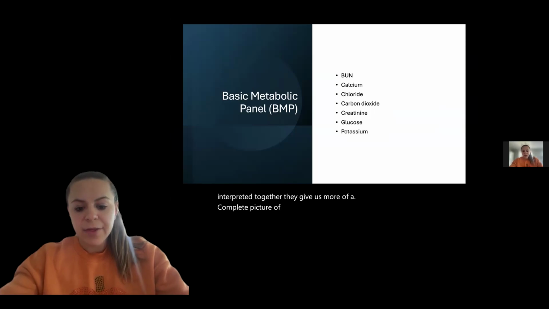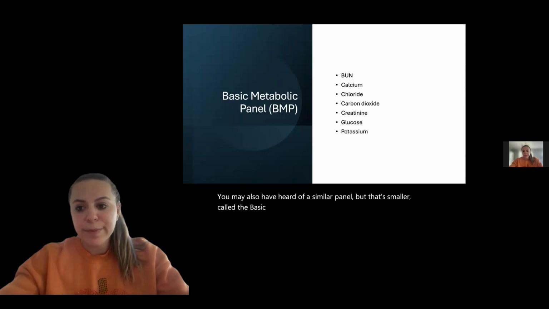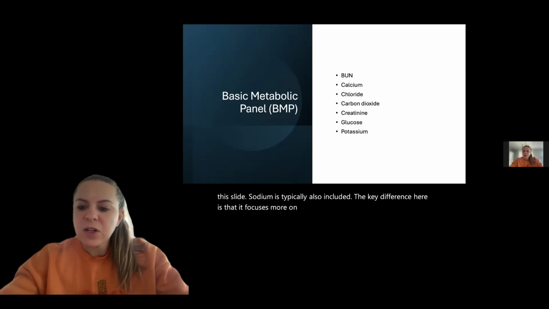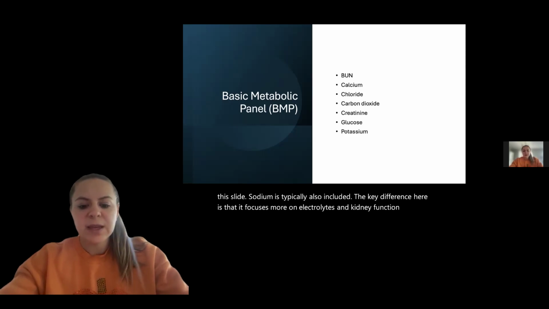Each of these values is important individually, but when interpreted together, they give us more of a complete picture of the patient's health. You may also have heard of a similar panel, but that's smaller, called the Basic Metabolic Panel, or BMP. This is a simpler test compared to the CMP, and you can see the components listed on this slide. Sodium is typically also included. The key difference here is that it focuses more on electrolytes and kidney function, where the CMP expands to the liver as well.